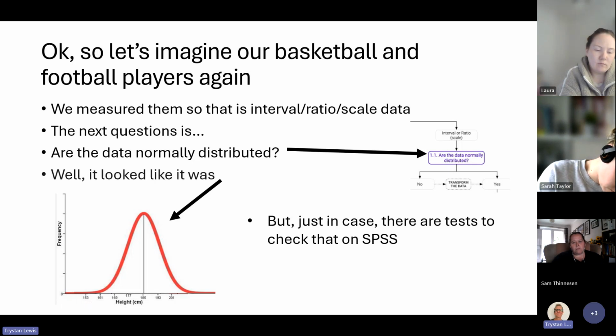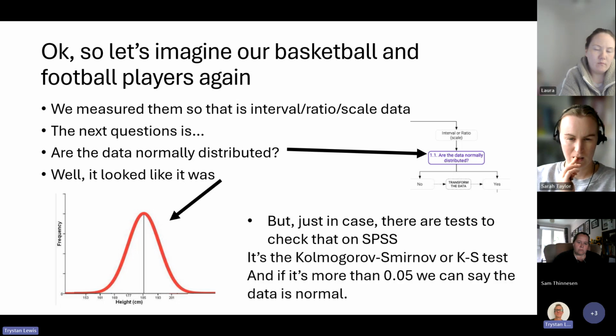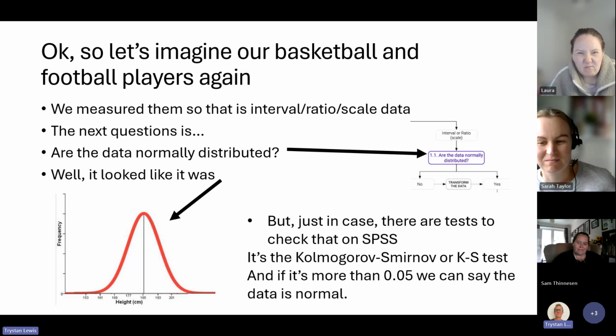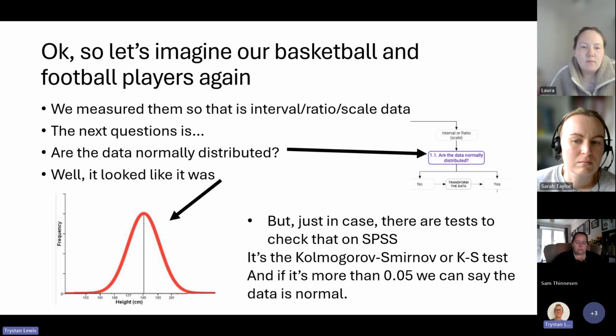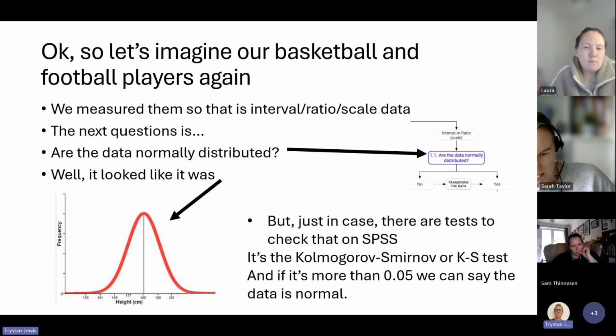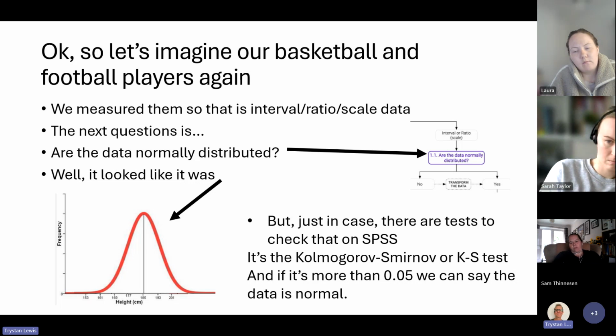Yeah, well, it looked like they were. I remember that's the graph we had. It looks normally distributed, nice and evenly spread about the mean, but just in case, there are tests you can do, and there's a test called the Kolmogorov-Smirnov or KS test. It spits out a result, and you do that on SPSS, and there's tutorials about that. It says if the data is normal, and most of the time it is, because it's measuring things, or it might be a bit skewed. We'll find out what to do if it's not, but let's say now it looks pretty normal to me.